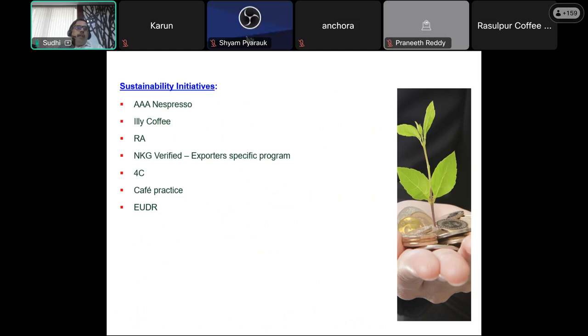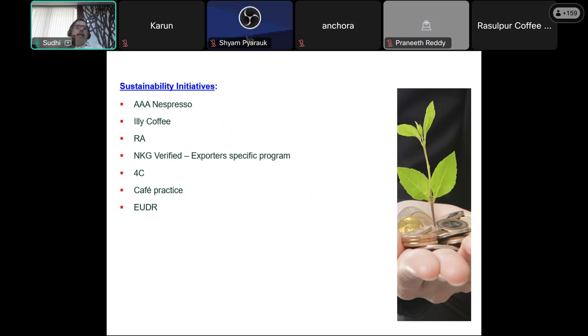And it is not only about the labor, it is also about nature: regenerative agricultural practices and the responsible use of fertilizers and chemicals. So these are all the things which are focused on in sustainability initiatives.